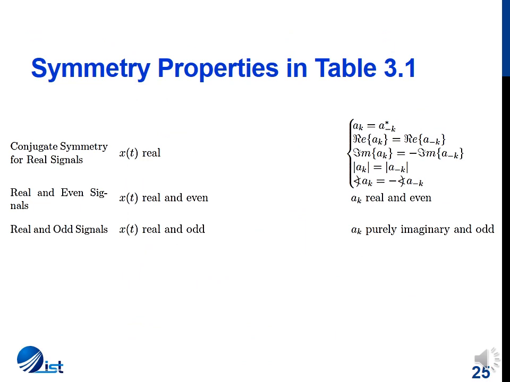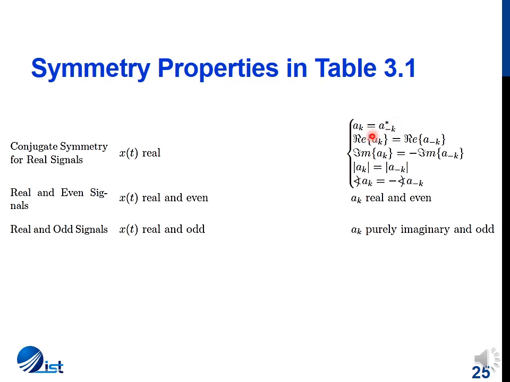Finally, the symmetry properties that we discussed in lecture 27 are also summarized in table 3.1. I've given these properties on the slide, and I am telling you how to read those properties so that you can solve your numerical reasoning and you're able to use the table. The first property is conjugate symmetry for real signals. If x of t is real, a of k is equal to a conjugate of minus k. This means that the magnitude is even symmetric and phase is odd symmetric.